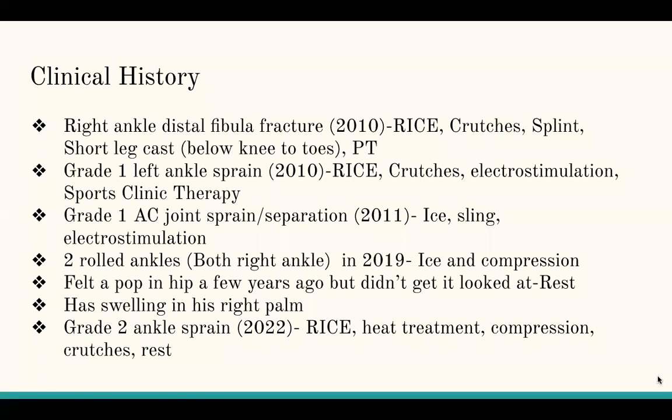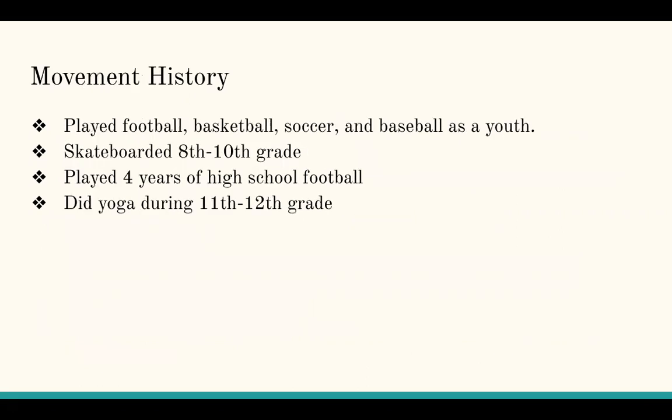All right, so this is just a quick review of the clinical history. As you can see, most of the injuries have occurred in the right ankle, especially due to a recent grade 2 ankle sprain that happened a couple months ago. Okay, and then you go to the next slide. And then this is just a review of the movement history.